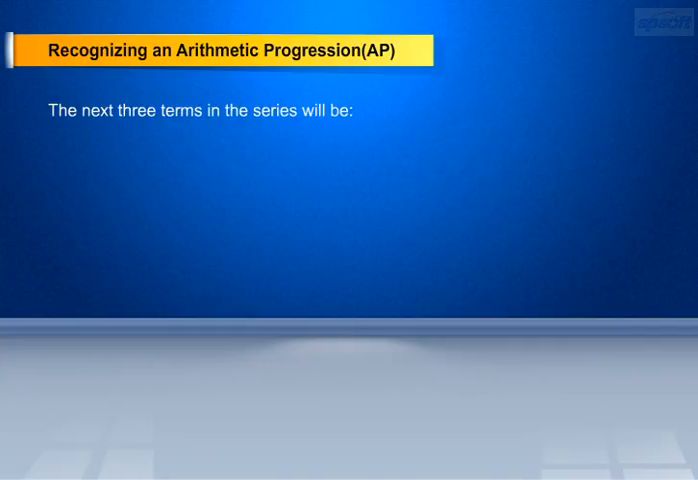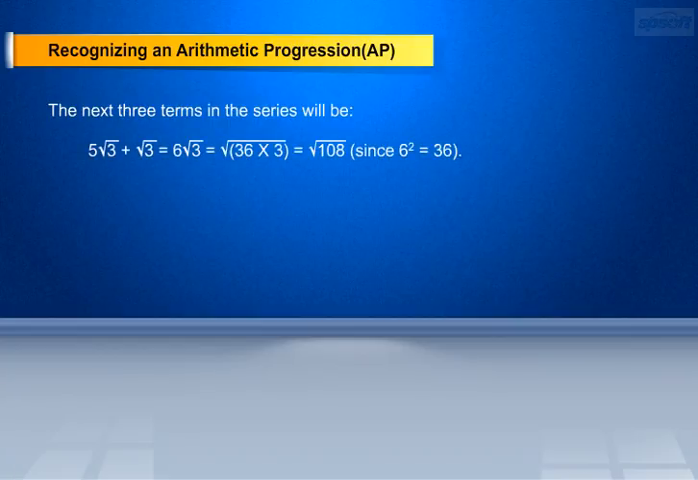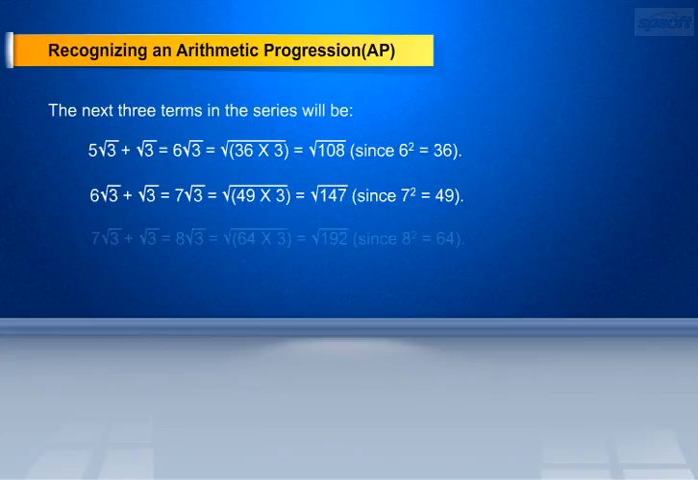Now let's find the next 3 terms in the AP. The next 3 terms in the series will be 5 root 3 plus root 3 equals 6 root 3 equals square root of 36 into 3 equals root 108, since 6 square equals 36. 6 root 3 plus root 3 equals 7 root 3 equals square root of 49 into 3 equals root 147, since 7 square equals 49.